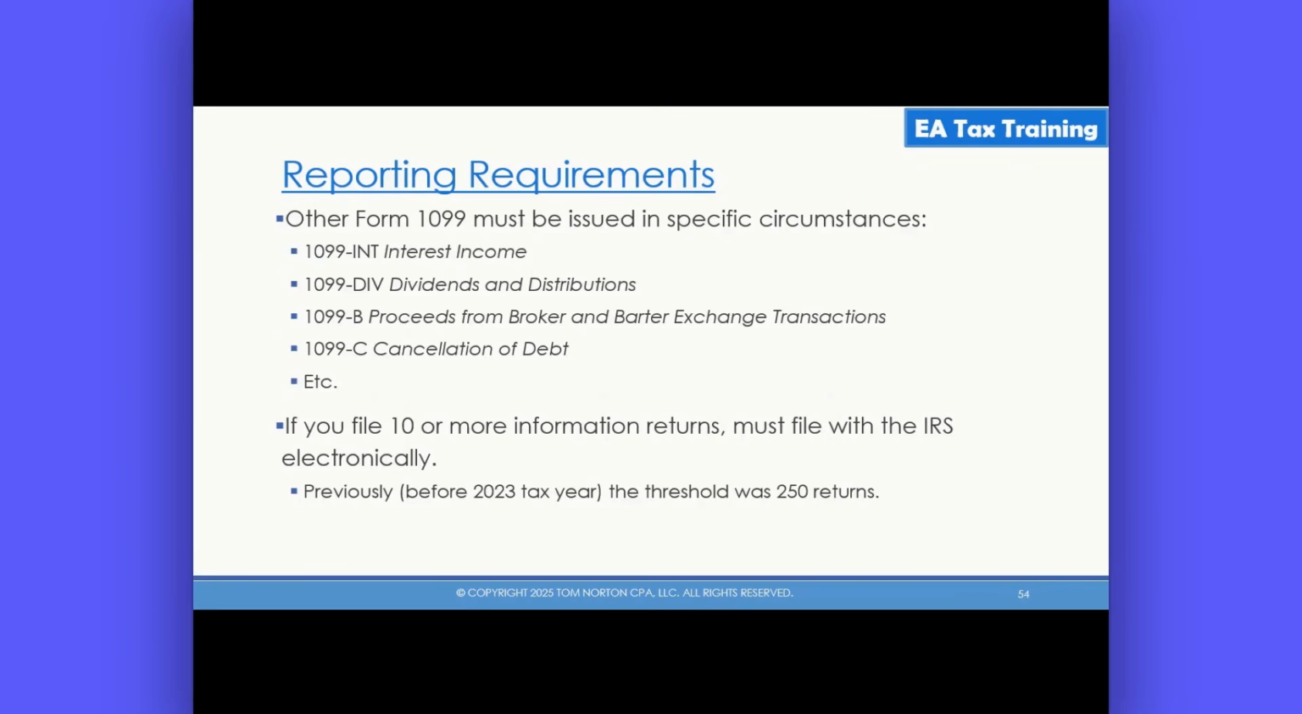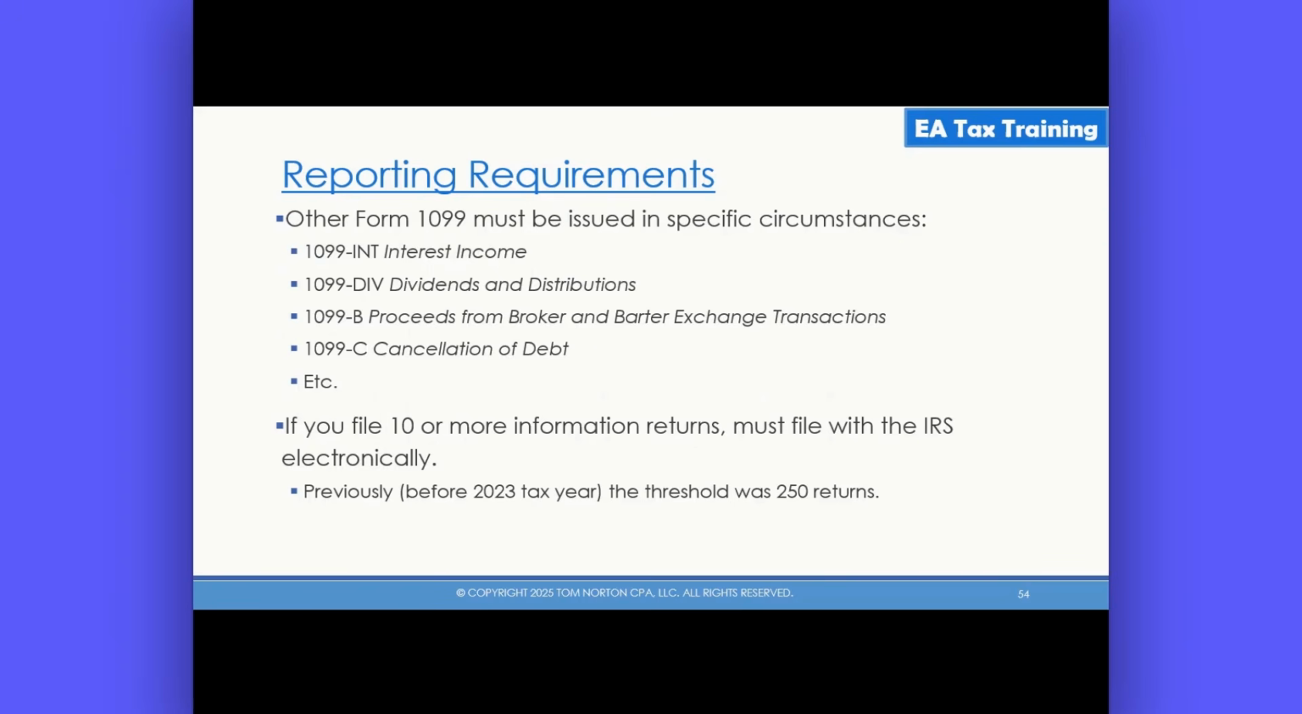There are lots of other types of 1099s that have to be issued in specific circumstances. Some examples: 1099 INT for interest, 1099 DIV for dividends, 1099B for broker and barter transactions, 1099C for cancellation of debt, etc. There are several others. We're not going to list all of them.